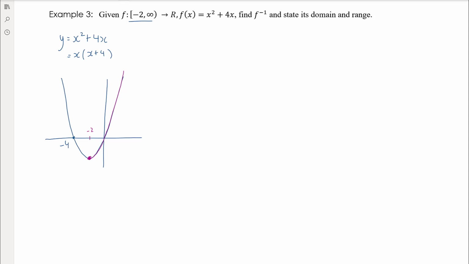Okay, so we're going to be letting y equals f of x and swapping x and y. So again, I can do that in one step by writing f of y equals x, which would be y squared plus 4y equals x. Algebraically we now have a challenge here because we're trying to make y the subject, but we have y in two places in this equation that aren't like terms that we can collect together.